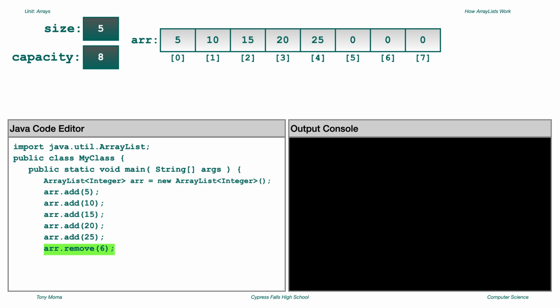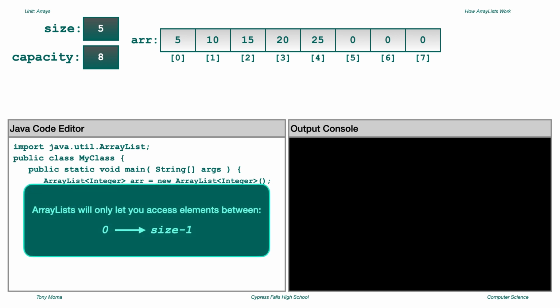Some of you probably do not, because you're probably thinking, we have a capacity of 8, we have a value at index 6, the default value for integers, thus technically we should be able to remove the value at index 6, correct? Actually, no. This is an invalid statement. When working with array lists, you will only be allowed to access elements between 0 and size minus 1, inclusive. Negative values won't be allowed, and any value that's greater than size minus 1 will not be allowed, even if that value is less than the capacity.